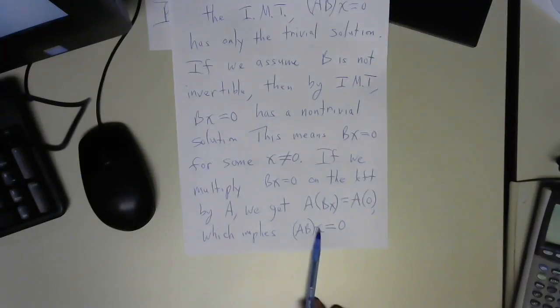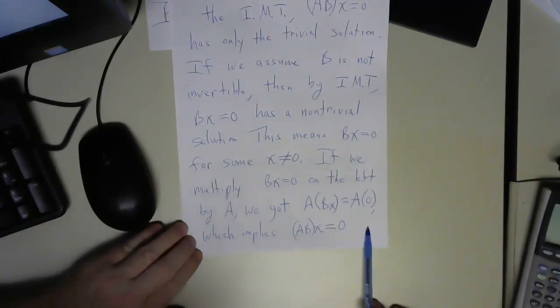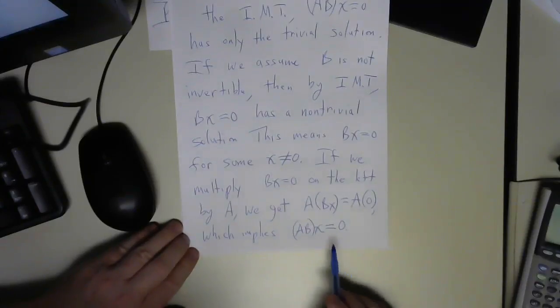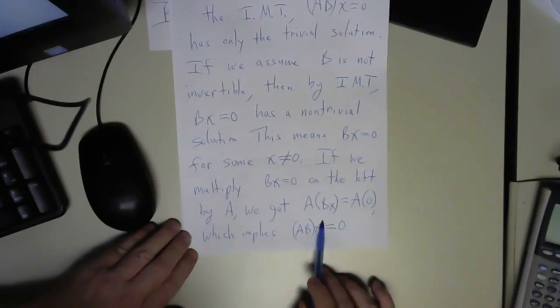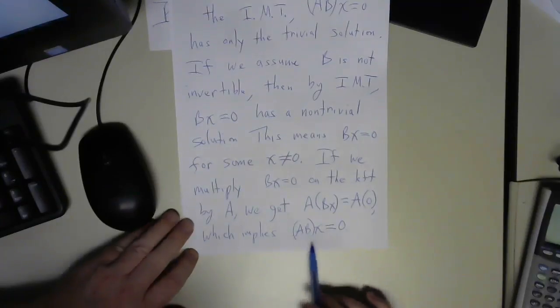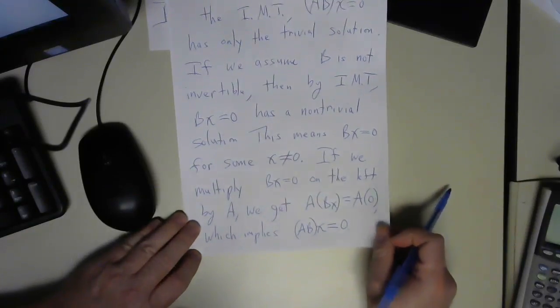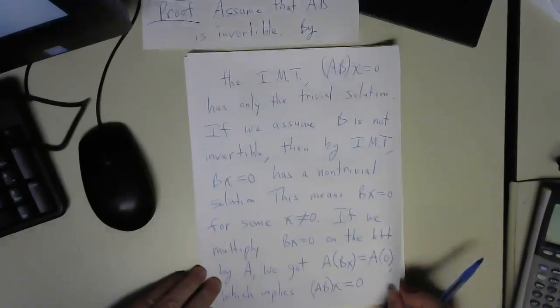Well, notice what that implies. If I move my parentheses around the AB and I use the observation that matrix A times column matrix 0 gives me column matrix 0, I get this equation. So I've just shown that AB times some non-zero column vector is equal to the 0 matrix. And by the invertible matrix theorem, that implies that AB is not invertible.